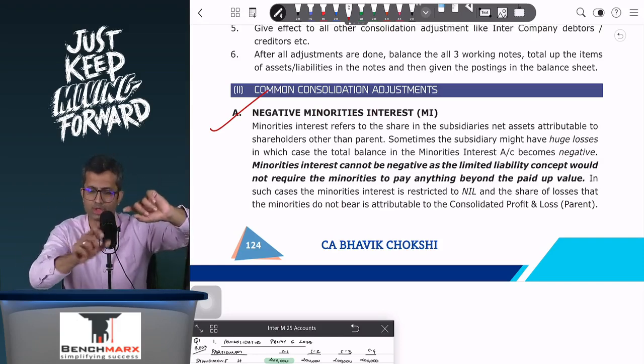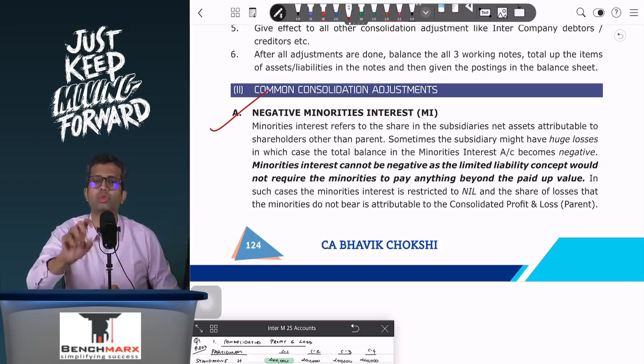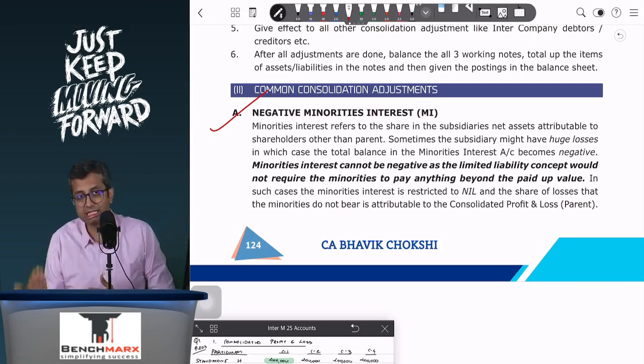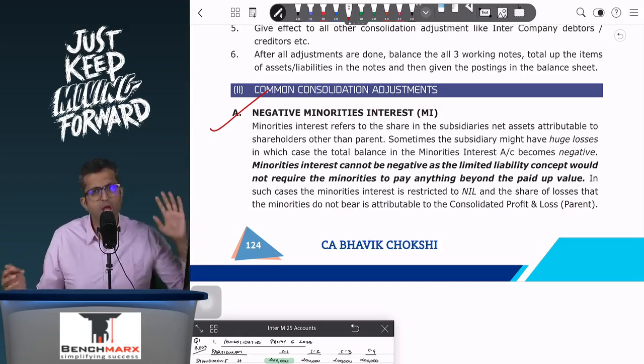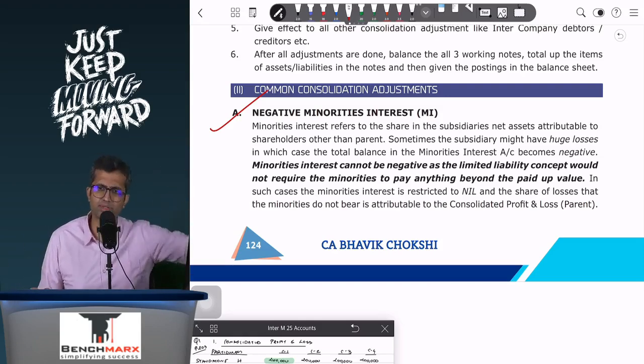So out of the 200 loss borne, 50 is adjusted, and hence the accumulated loss borne till now is 150. In the next year, another 5,000 is earned. Ideally, out of 5,000, 90%, 4,500 will go to the parent.